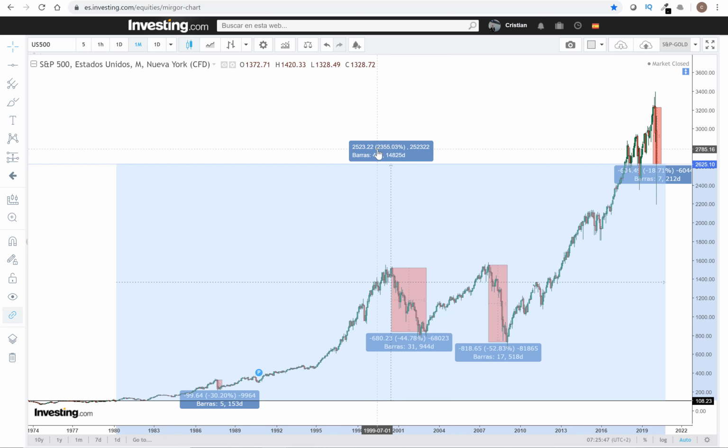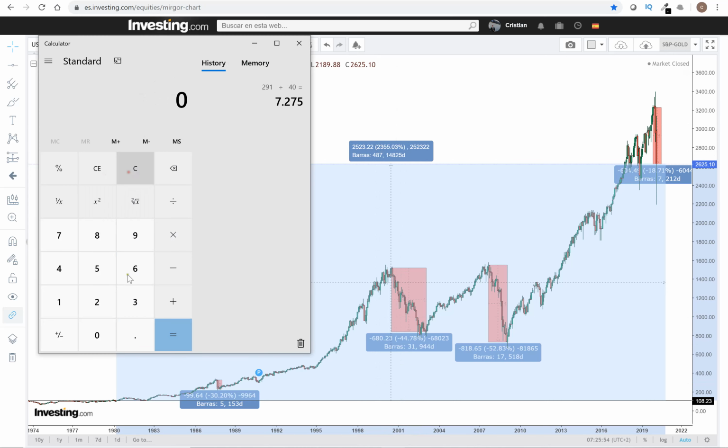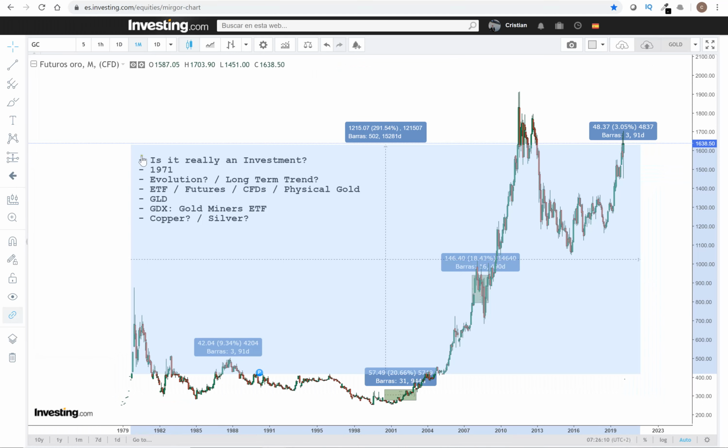because that generated 2,300%. So if we divide those numbers, 2,355% divided by 40, we can say that the average growth was 58% per year. That's crazy in comparison with the other number that we get from gold. So comparing gold against the S&P 500, the S&P 500 was a far better investment.